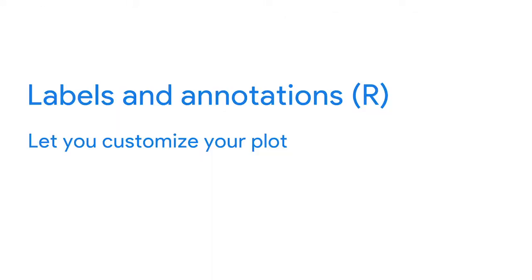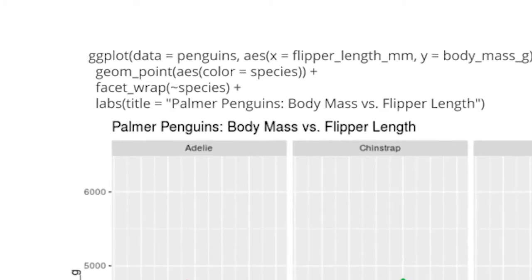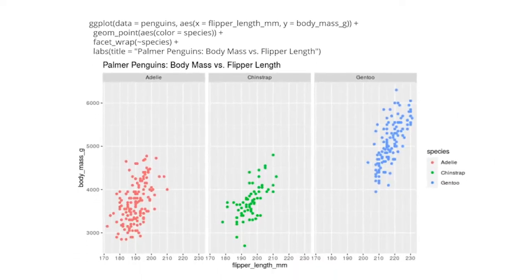Finally, the label and annotate functions let you customize your plot. You can add text like titles, subtitles, and captions to communicate the purpose of your plot or highlight important data. That's all for now. Coming up, we'll use code to create our own first plot in ggplot2.